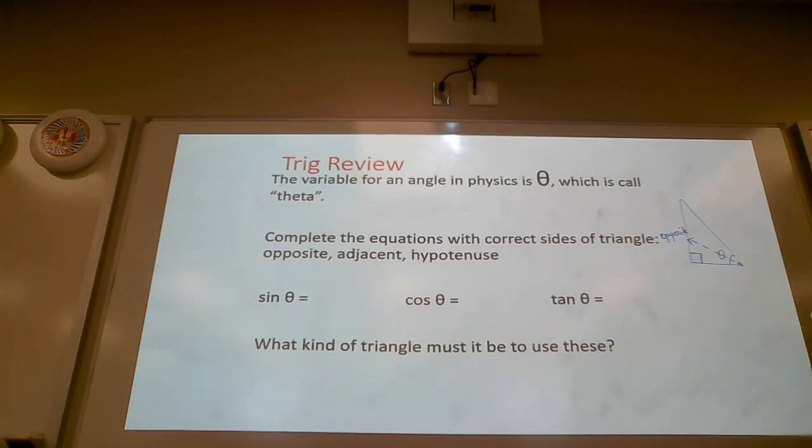Okay, how do you know which one's the hypotenuse? The one that's opposite of the 90 degrees. This one will always be the longest side. I don't know how to spell that. Hypotenuse. Okay. Which leaves this side to be the adjacent. Okay. Good to that.